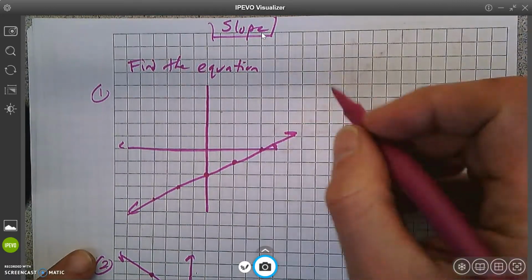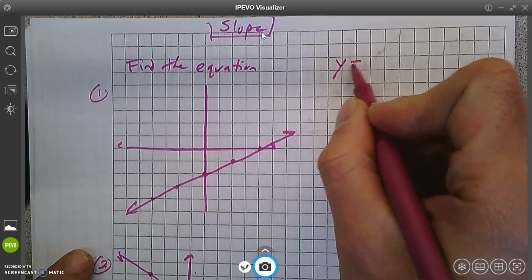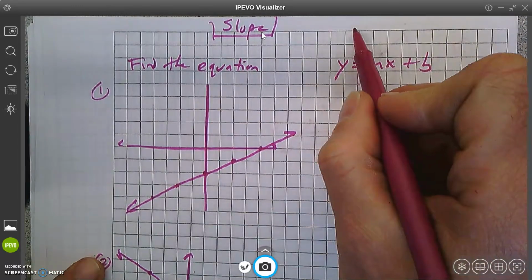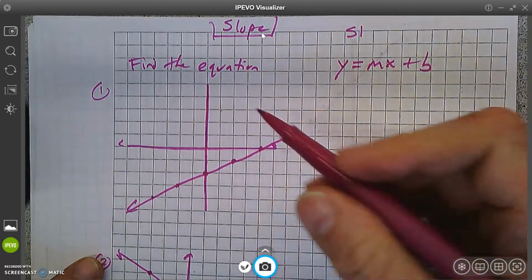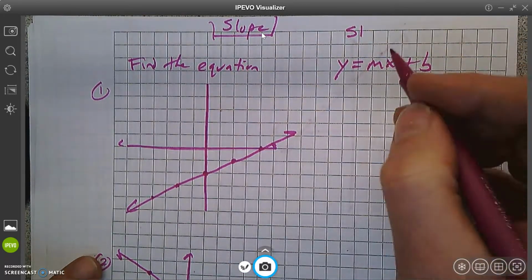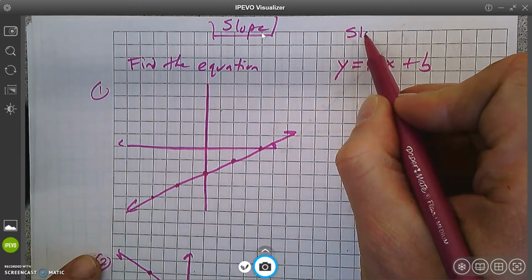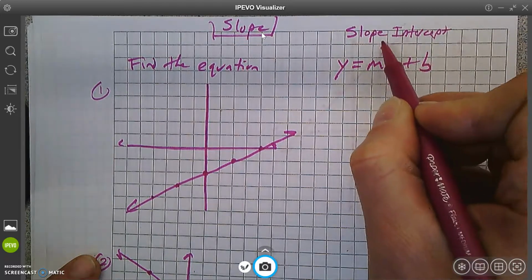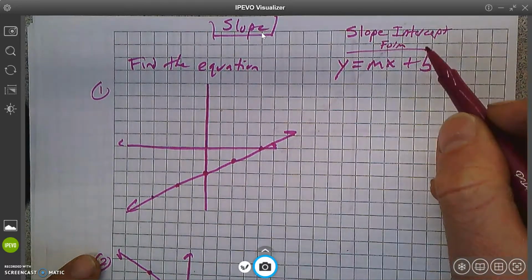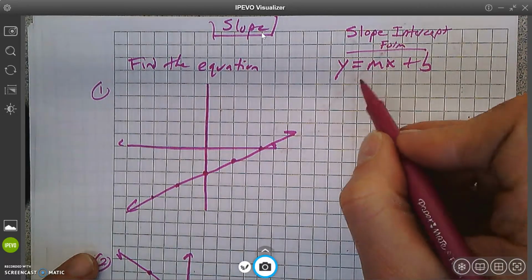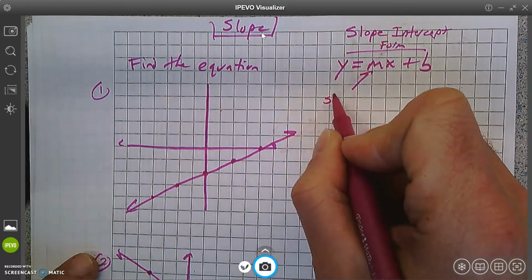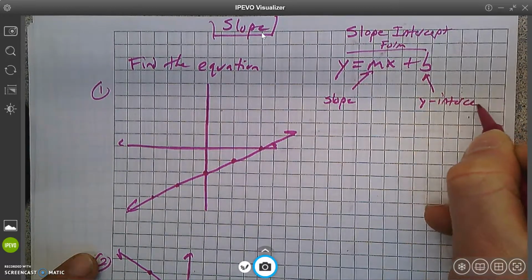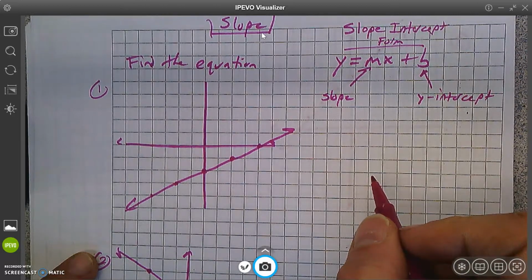Okay, so we know this equation right here. Y equals mx plus b. This is called, and write this down, if you have graph paper or a notebook, write this down. If you need graph paper, get some graph paper. This is called slope-intercept form. Why is it called slope-intercept form? Because it has the slope right here and the y-intercept right there, where it intercepts the y-axis.